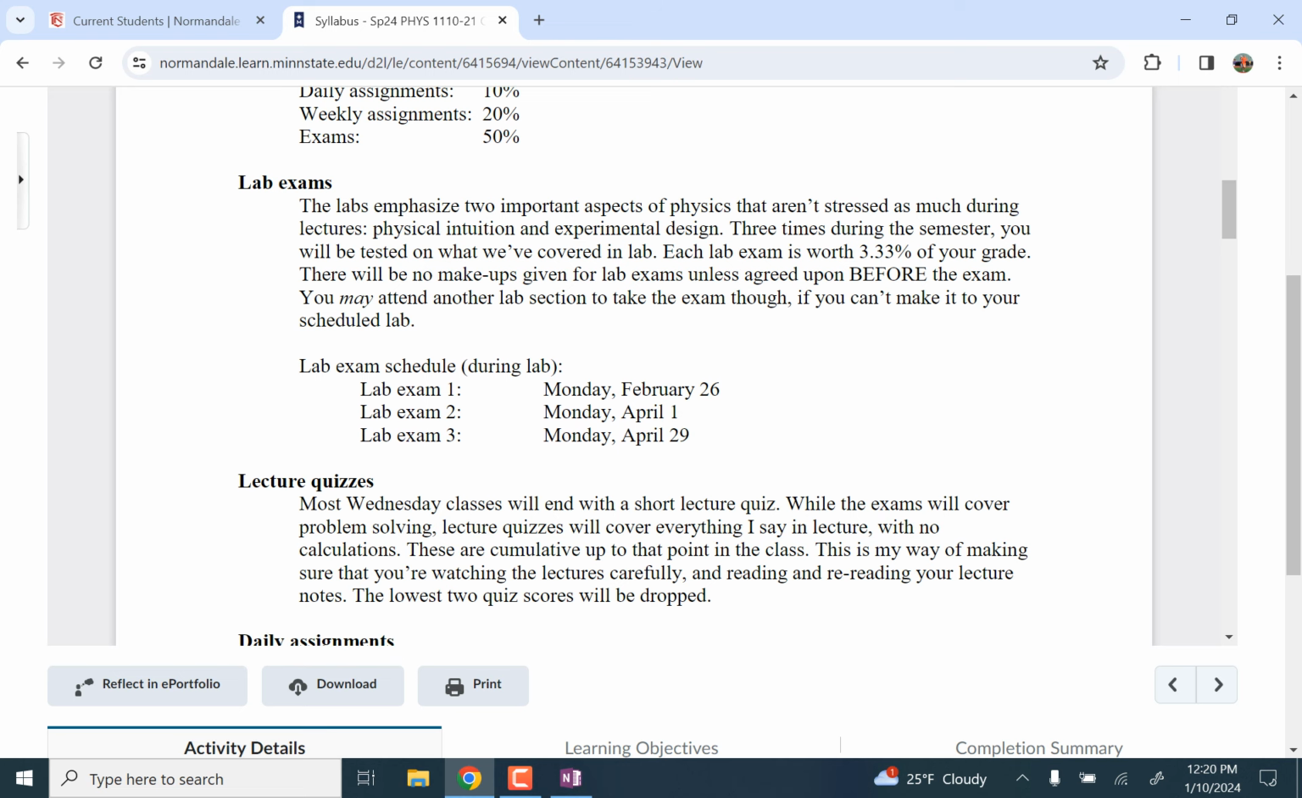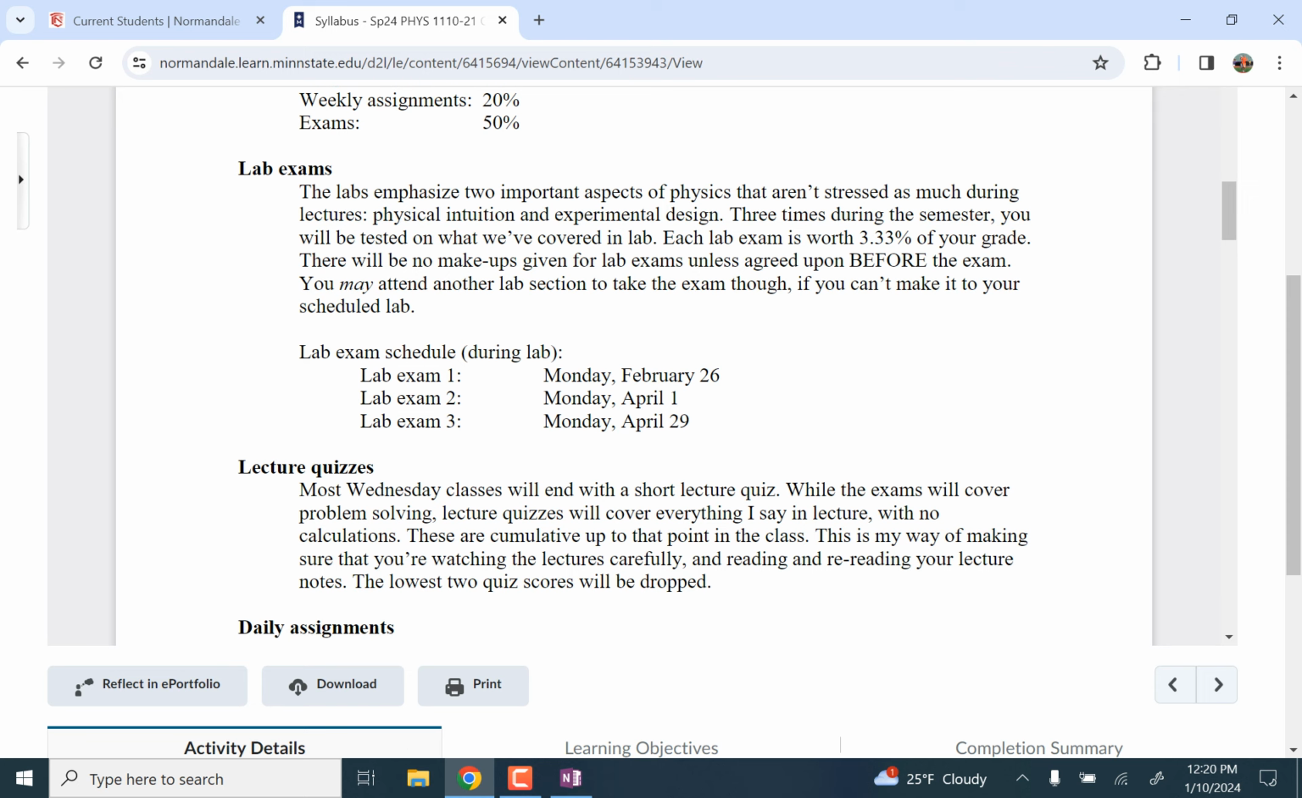Since there's 3 lab exams and it adds up to 10% of your grade, each one is just over 3% of your grade. So none of those lab exams are very high stakes or anything, but they add up to about a full letter grade.